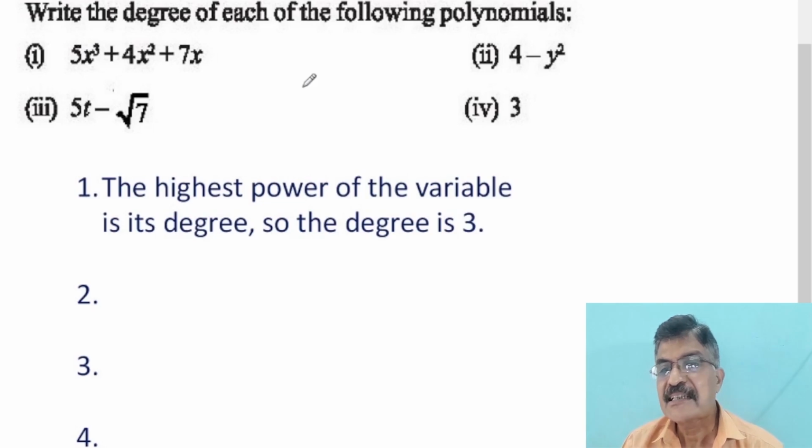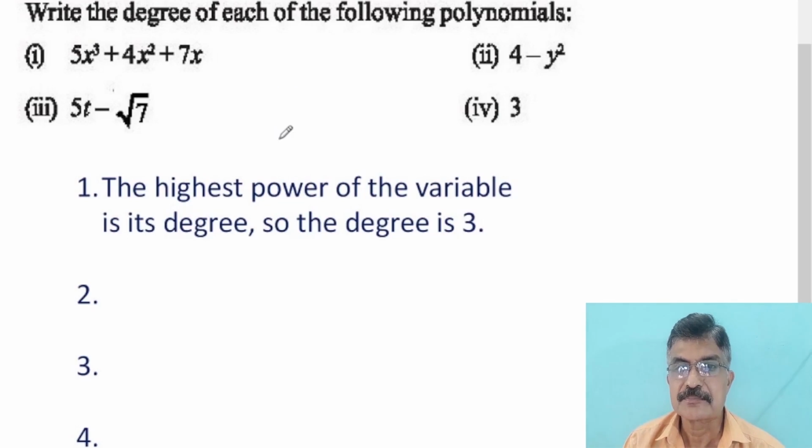Next question. Write the degree of each of the following polynomials. Degree means the highest power of the variable used in the expression. First one, 5x cubed plus 4x squared plus 7x. The variable here is x, the highest power is 3, so the degree is 3. Second one, 4 minus y squared. The variable used in the expression is y, the highest power is 2, so the degree is 2. 5t minus 7. The variable used in the expression is t, the highest power is 1, so the degree of the polynomial is 1.